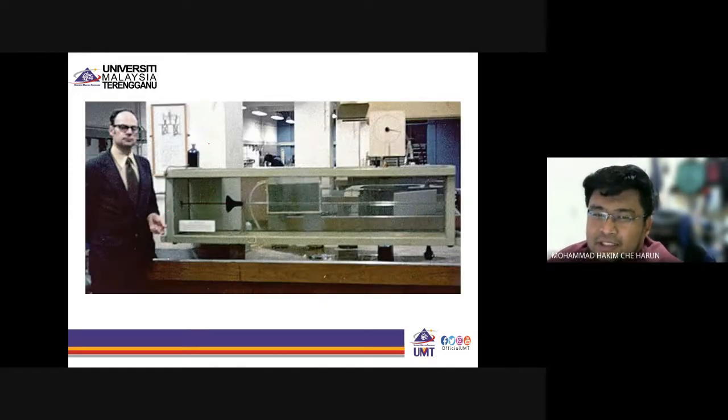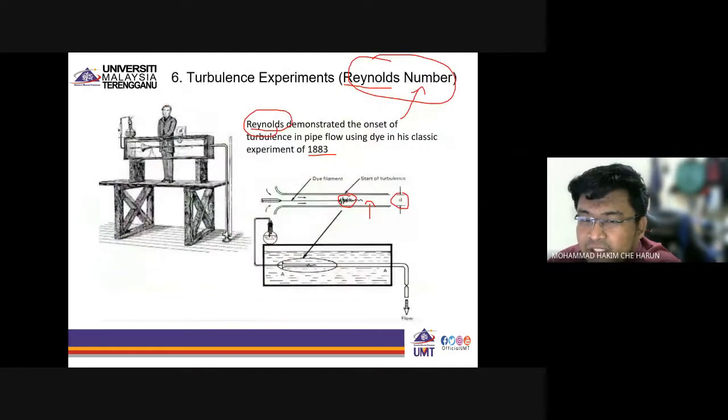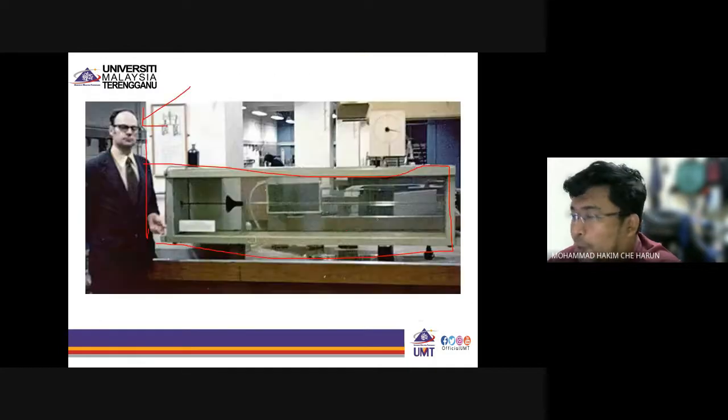So this is Osborne Reynolds, the name. I think this person is from the University of Manchester. So these are the real equipments. From the photos here, you can see this is the real equipment of it.